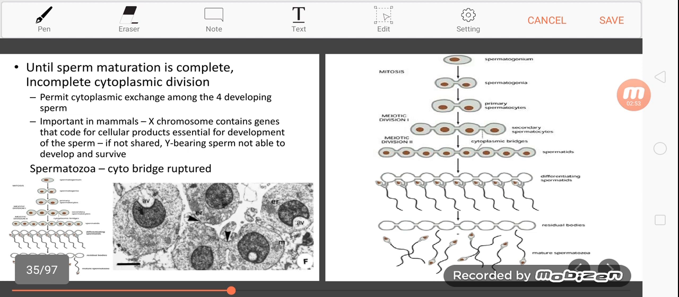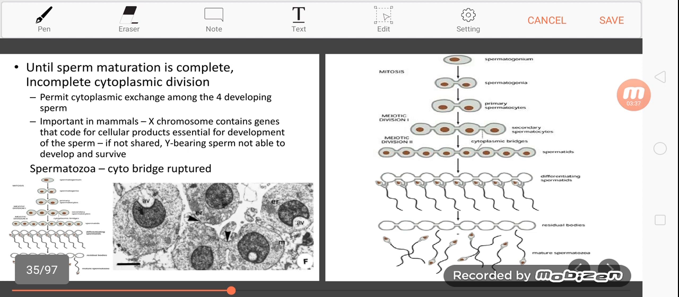So the cytoplasmic bridge function permits the cytoplasmic exchange among the 4 developing sperm. So from spermatid 1 until number 4, okay, spermatid. So they exchange together the mRNA or whatever organelles are present. They distribute among each other. At the end of spermiogenesis, this cytoplasmic bridge ruptures.